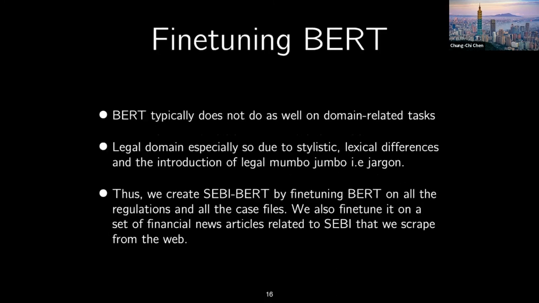We know from literature in the science and the medical domain that BERT typically does not do well on very specific domain-related tasks. This is typically due to stylistic and lexical differences, and the introduction of jargon. Therefore, we fine-tune BERT on all the regulations and case file data that we have. In addition to this, we also augment this data with a set of financial news articles that we scraped from the web, which are related to SEBI. This way, by fine-tuning BERT, we create SEBI-BERT.